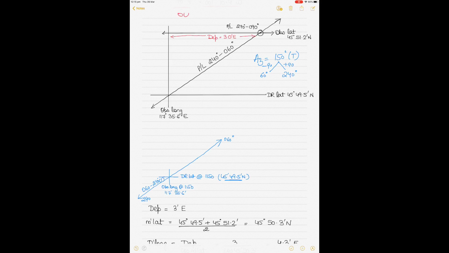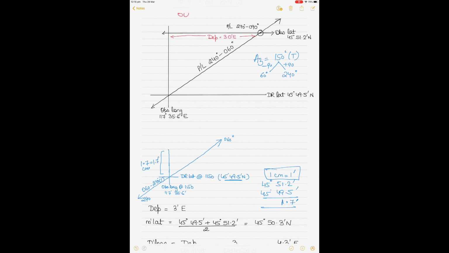Now let's assume that you are doing it on a plotting sheet. 1 centimeter equals 1 minute is the scale. So you know that you have to draw 45 degrees 51.2, but you know where 45 degrees 49.5 is, right? What's the difference? The difference is 1.7 minutes. So if my scale is 1 centimeter equals 1 minute, I will go in the north direction, because that's where 45 degrees 51.2 will be. This will be measured 1.7 centimeters, which is equal to 1.7 minutes, right? Depending on your scale. My scale is 1 centimeter equals 1 minute.